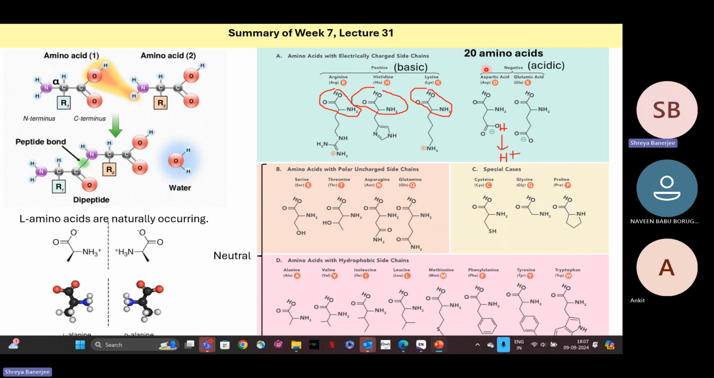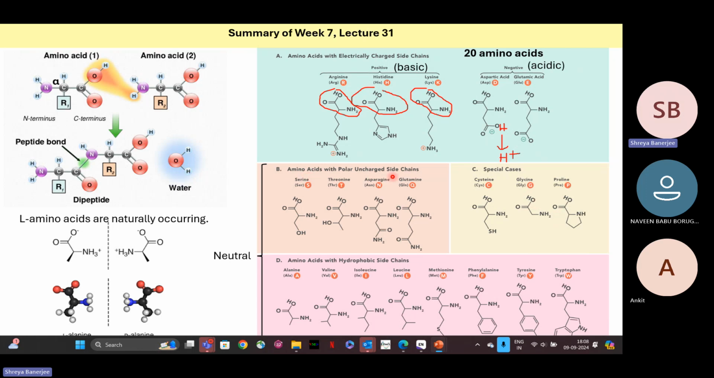That is why this falls under the negatively charged amino acids, or acidic, because it is donating a H plus, and so it is acting as an acidic amino acid. Then you can have amino acids, the other amino acids all have neutral side chains. Now within the neutral also, there are certain categories.